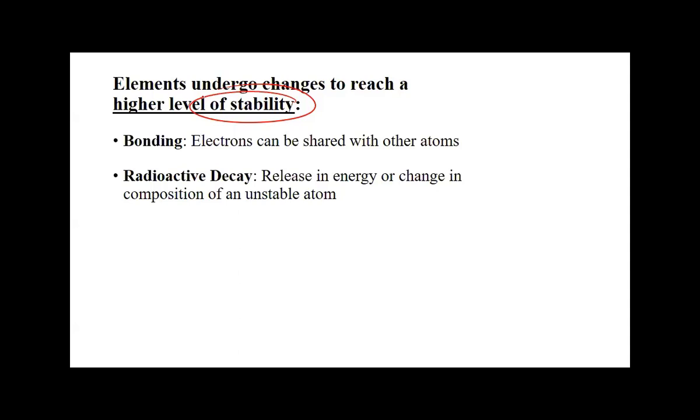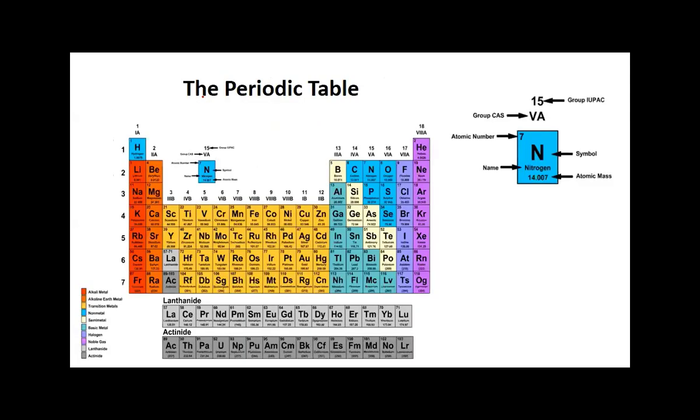So we have two things that can happen so that specific atoms, elements, could become more stable. They may change. They may combine as a bond, or they may decay and become something else.